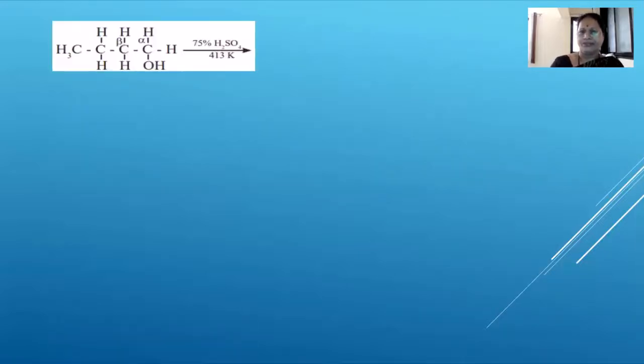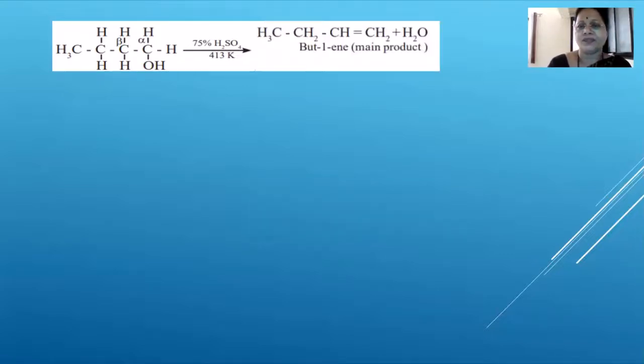For example, here CH3, CH2, CH2OH, butyl alcohol or butan-1-ol. Here the condition is 75% sulfuric acid at 413 Kelvin. Formation of alkene but-1-ene. See here, removal of OH group and hydrogen from the adjacent carbon atom, and formation of alkene but-1-ene plus water.